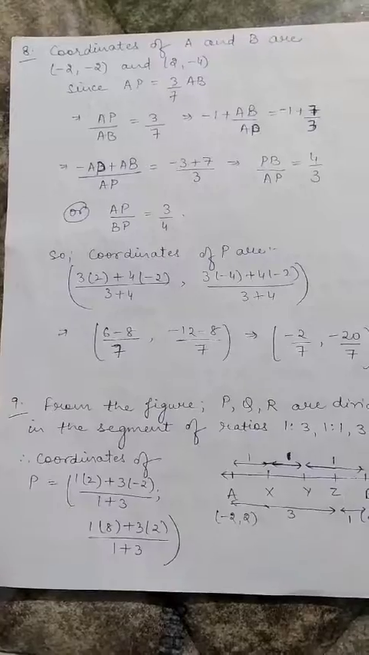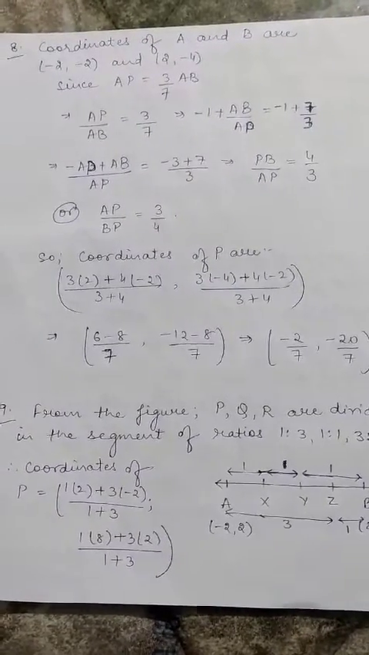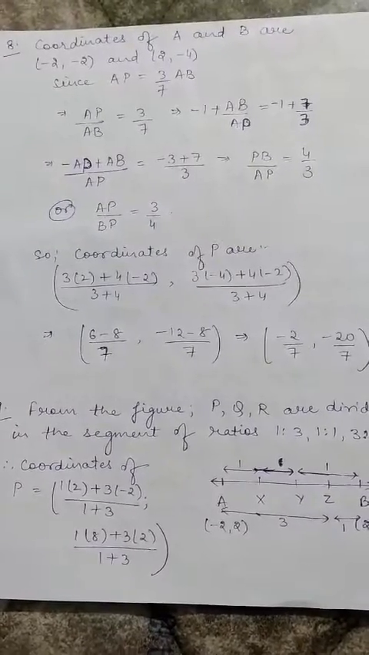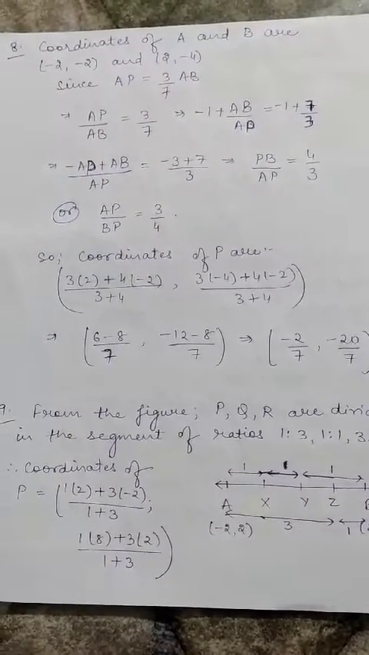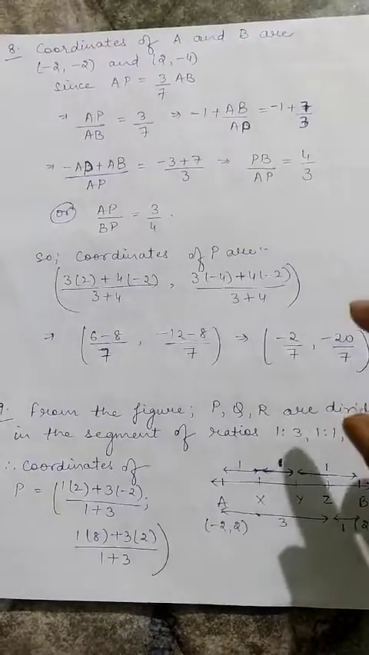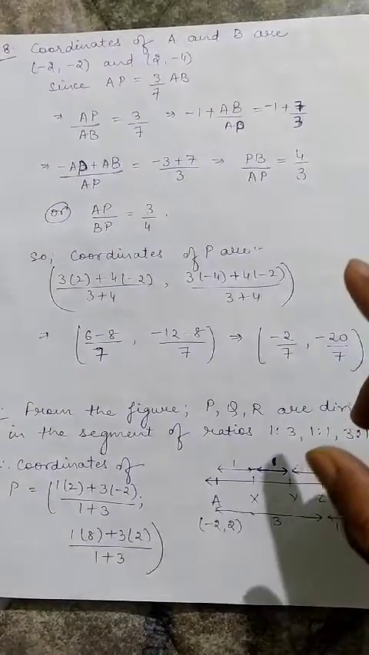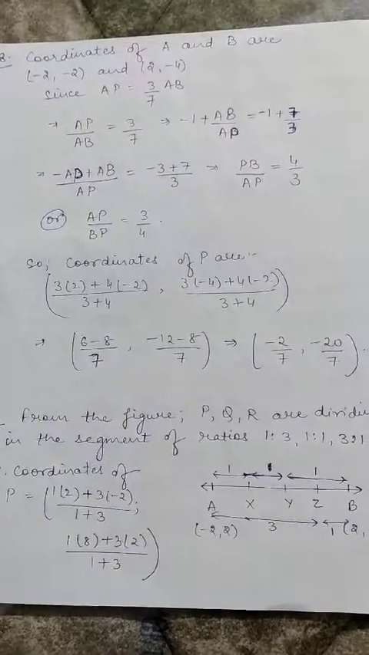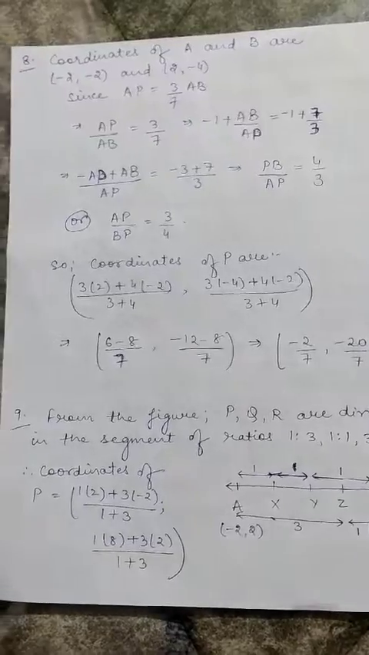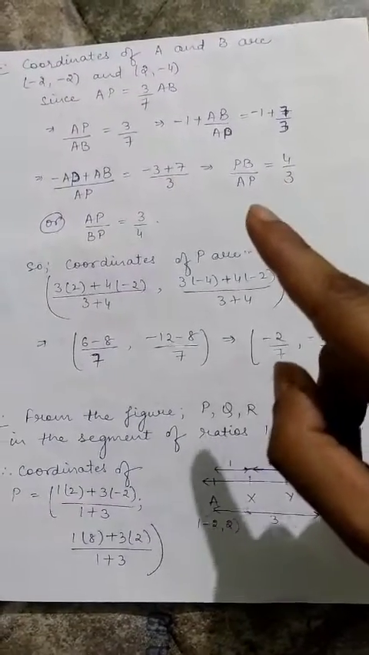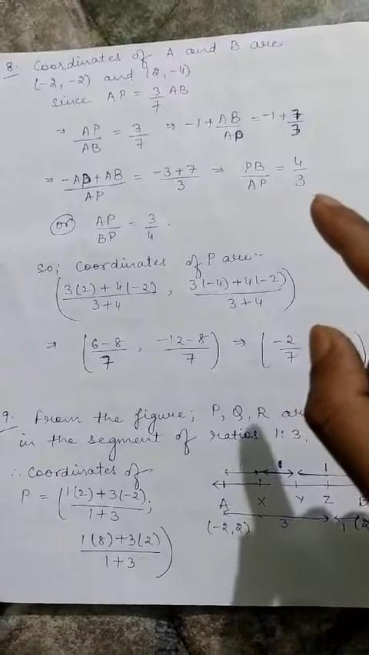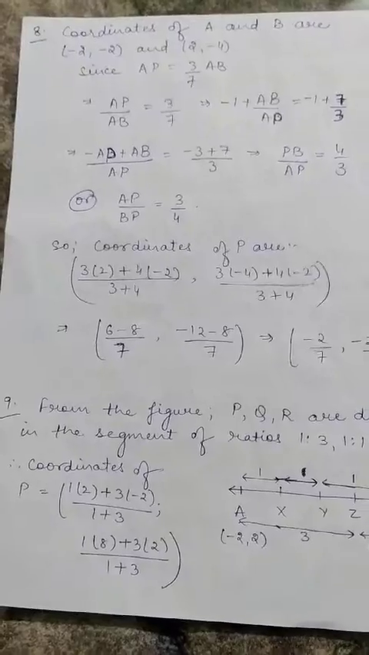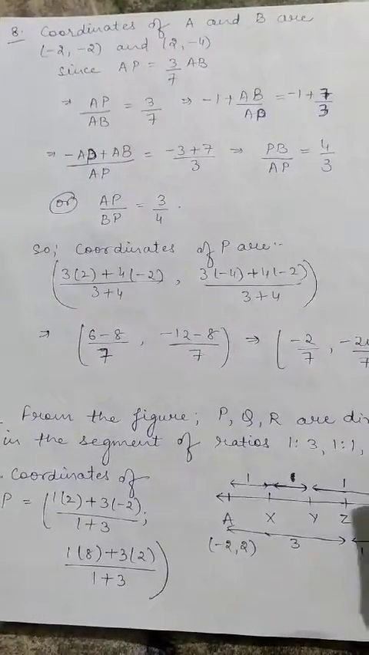Eighth question is, coordinates of A and B are (-2, -2) and (2, -4). Since AP equals 3/7 AB, firstly we will find the ratio of AP upon PB. So AP upon AB equal to 3/7. Subtracting it from 1 on both sides, we get PB upon AB, or BP upon AP, equal to 4/3. So AP upon BP equal to 3/4. So this gives us the ratio of m1 and m2.